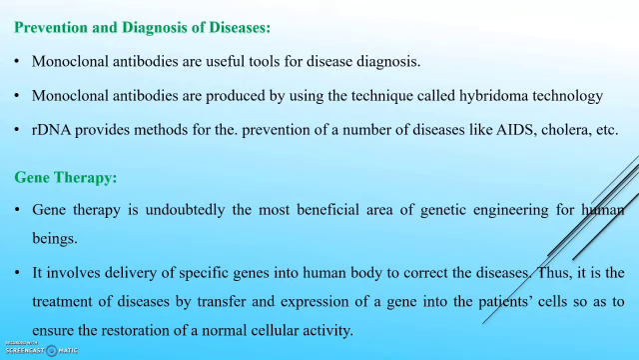And another example of application of this recombinant technology is gene therapy. Gene therapy is undoubtedly the most beneficial area of genetic engineering for human beings. It involves the delivery of specific genes into the human body to correct the disease. Thus, it is the treatment of disease by transfer and expression of the gene into the patient's cells so as to ensure the restoration of normal cellular activity.